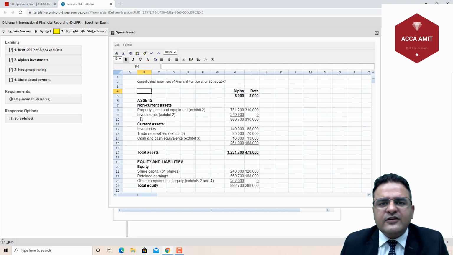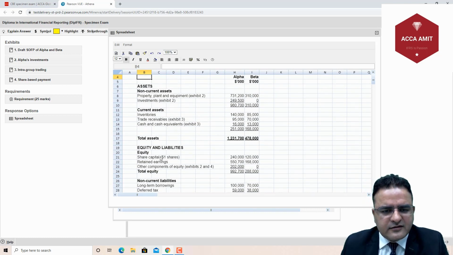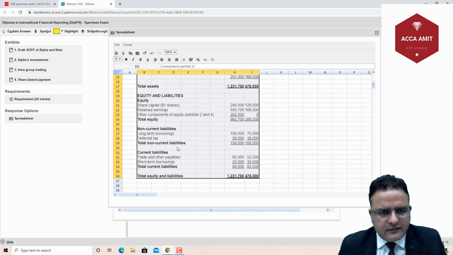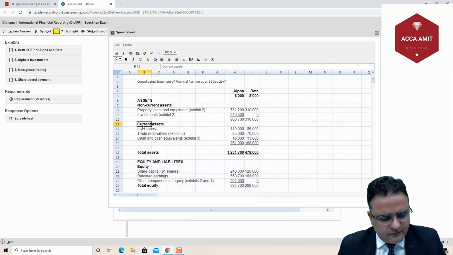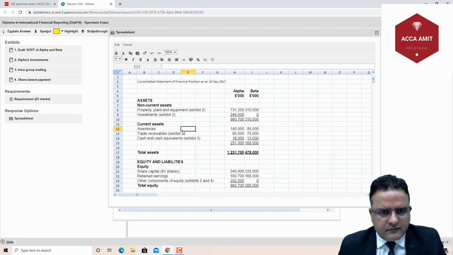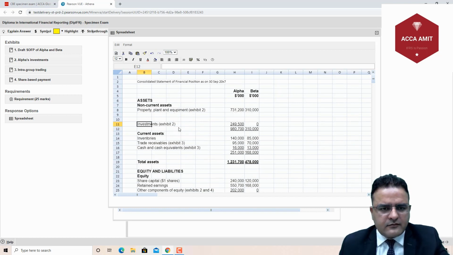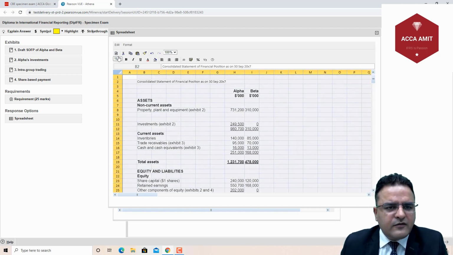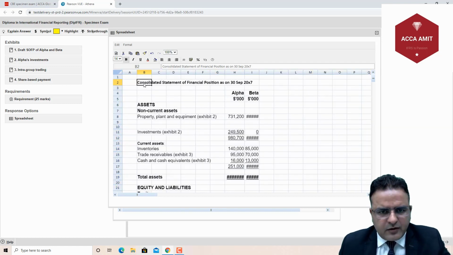Now we'll need information here. This investments in Exhibit 2 will be replaced with goodwill. This share capital and retained earnings will be replaced with other components of equity. So let's leave some space here. Let's create some space here. We increase the size as per convenience, make it equivalent, so that it becomes visible to you and you don't have any problem doing it.